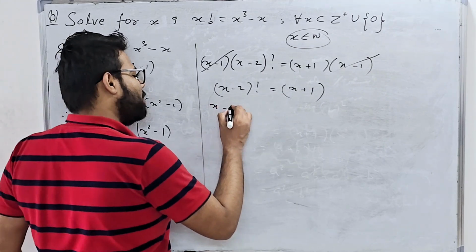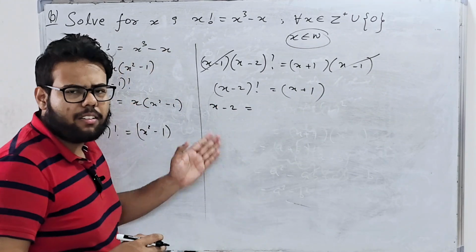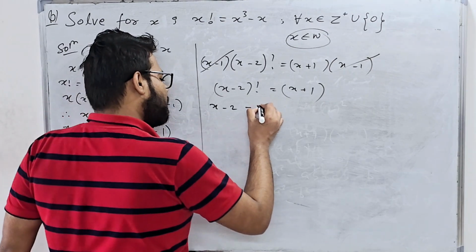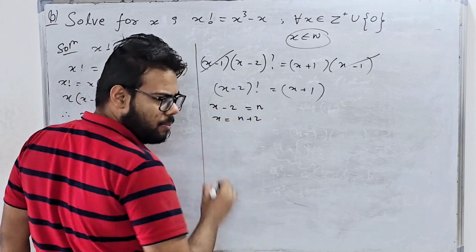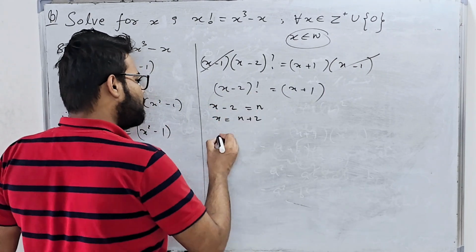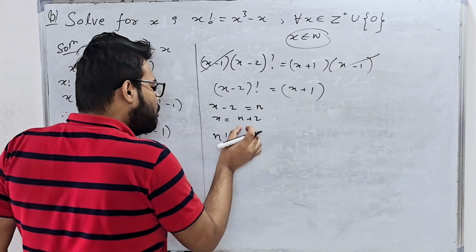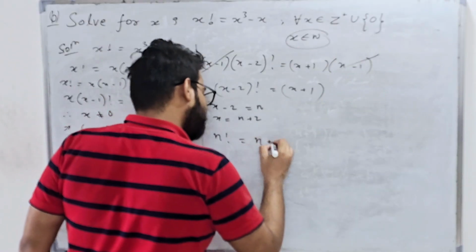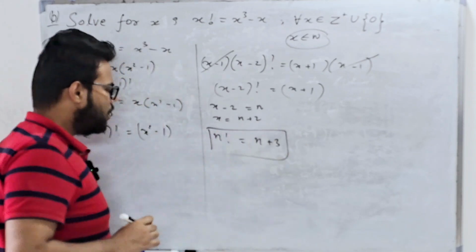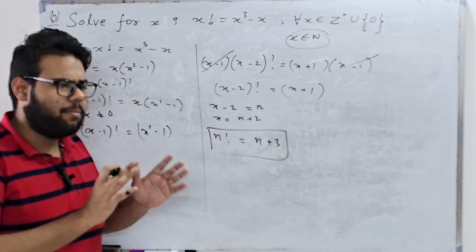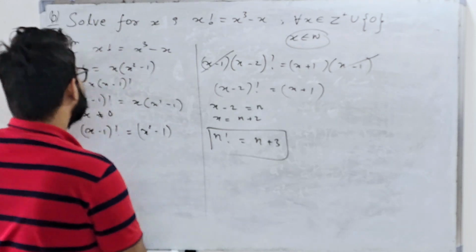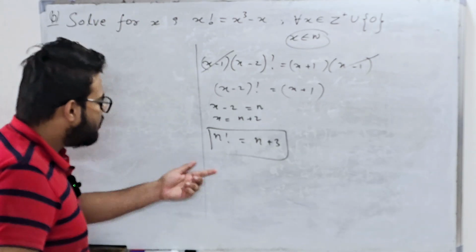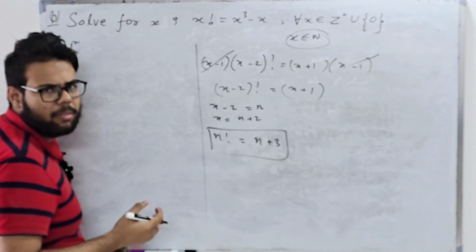So what you will do now, x minus 2, you will set it equal to n, because it will make it look simpler basically. So you get x is equal to n plus 2, right? Now substitute it over here. You get n factorial is equal to x plus 1, which is n plus 3. So we have to solve this equation, and it is pretty much solvable. How? Let's see. We will use the hit and trial method basically.